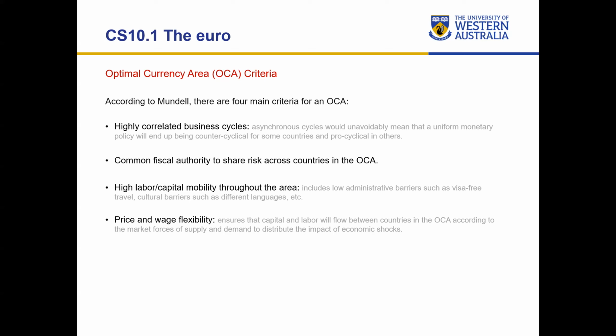Okay, so Australia has number 3, Europe to a lesser extent. The final criteria is price and wage flexibility. Now, this last one is important if number 2 doesn't exist and number 3 doesn't exist. So let's just imagine we've got asymmetric business cycles.